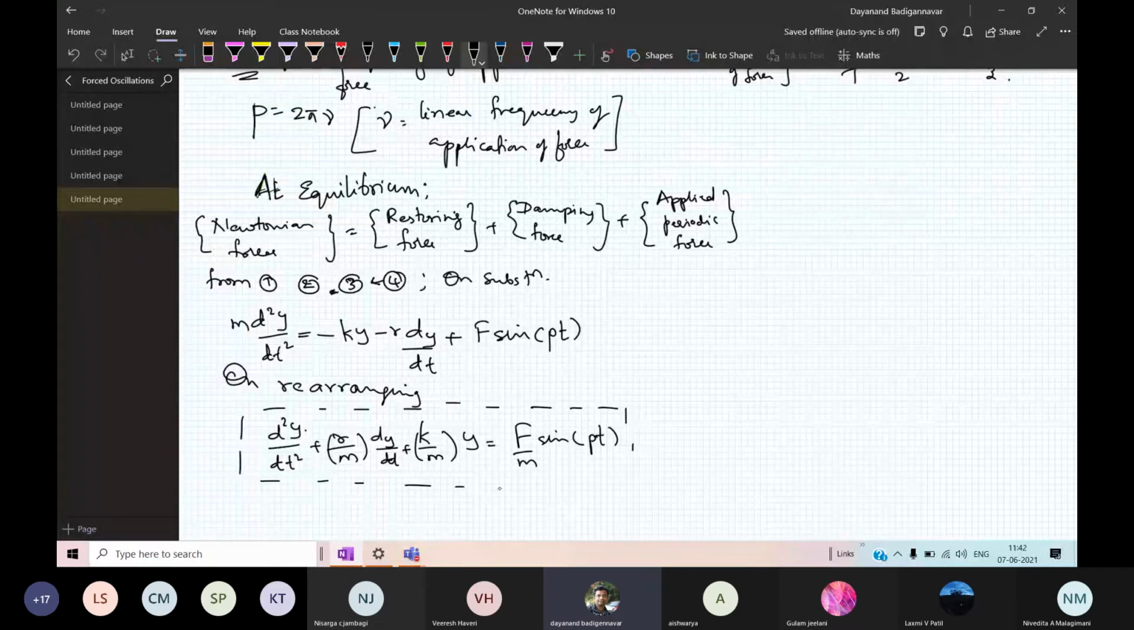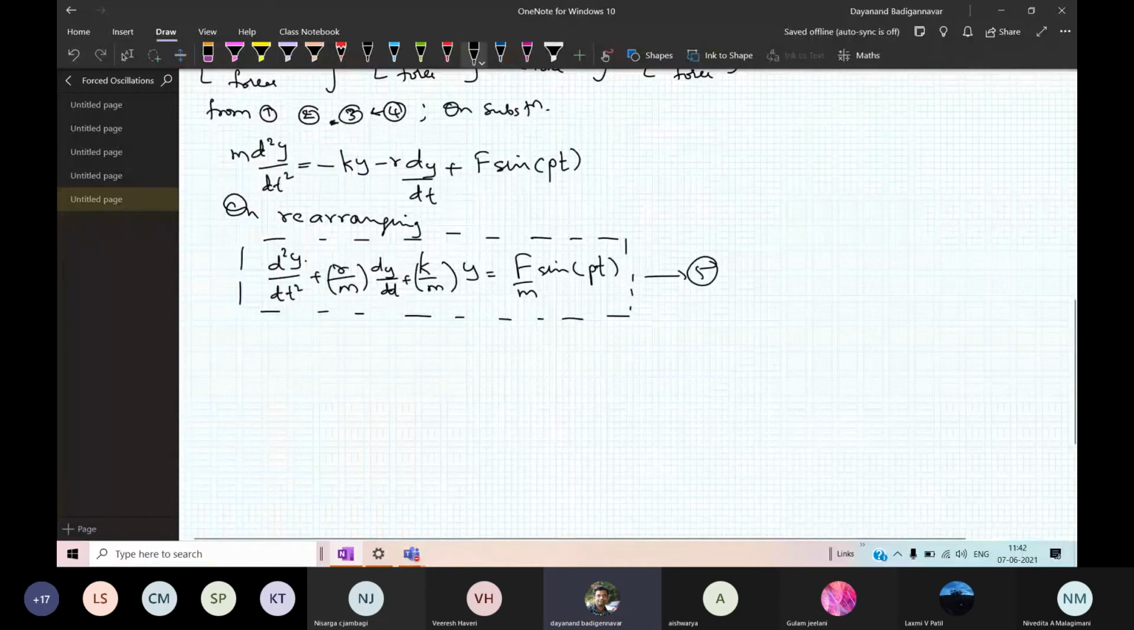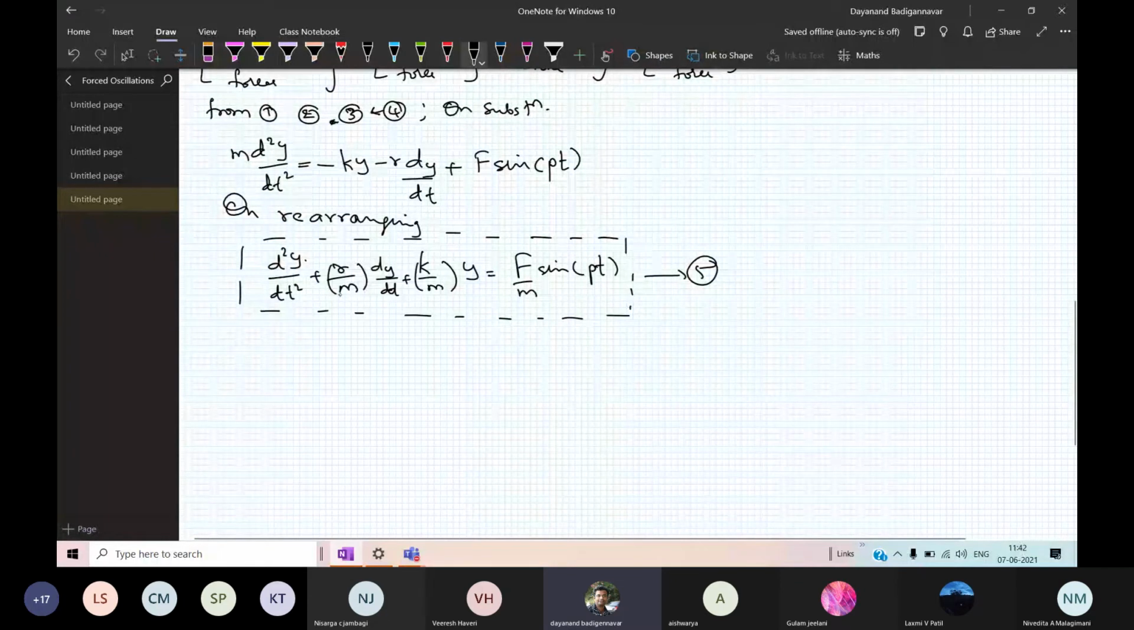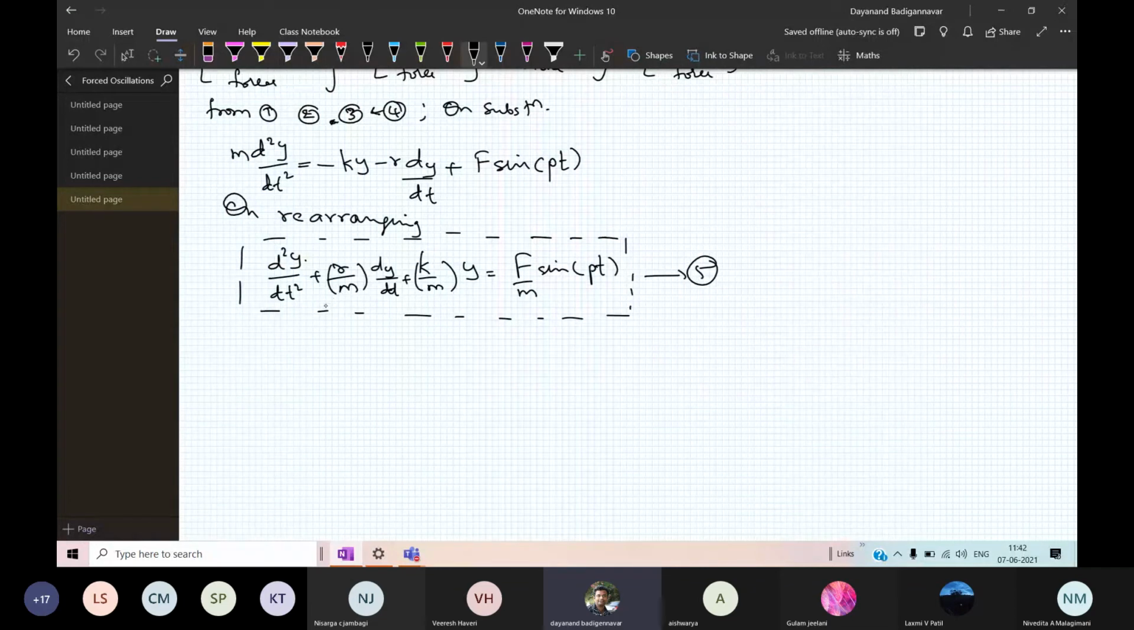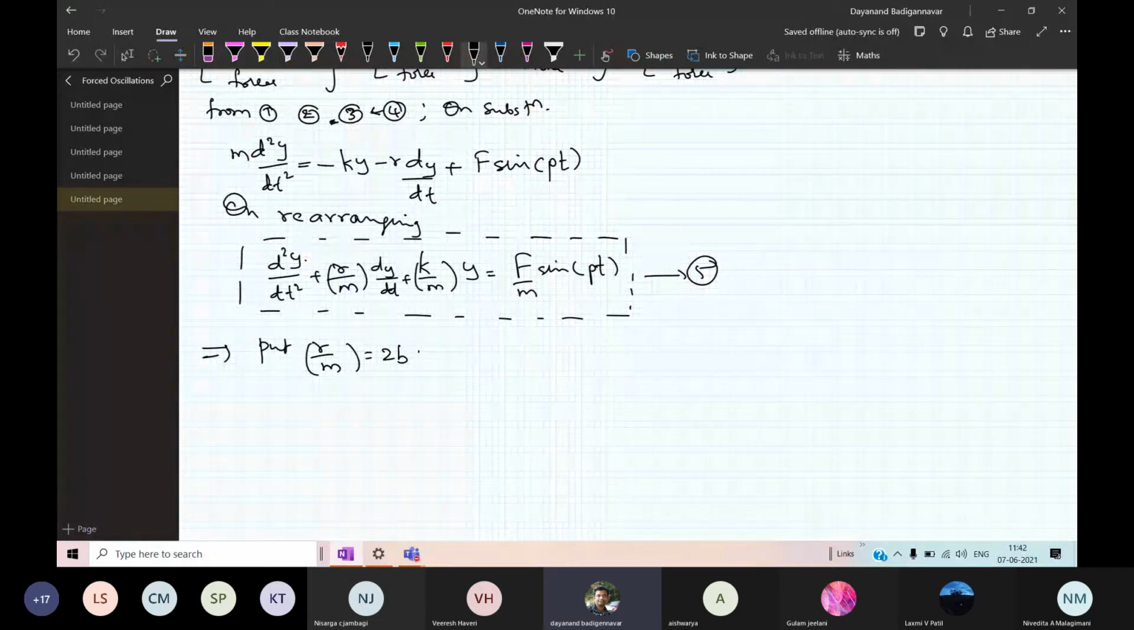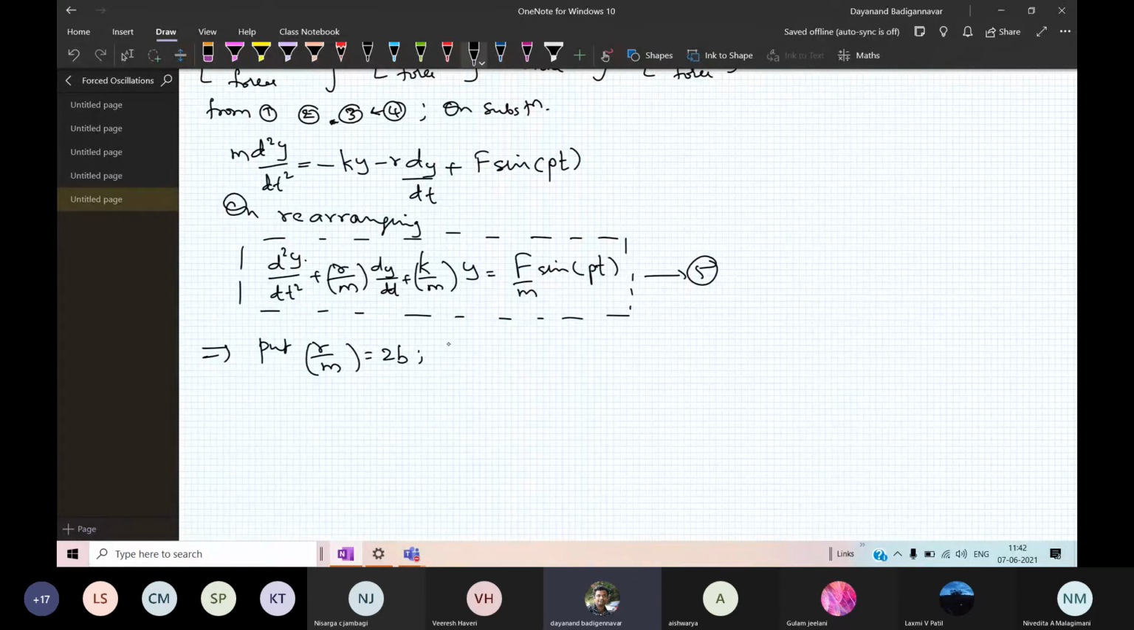I have taken this as equation number 5. Look at it, there is a lot of similarity to what we have done. Here again you have to do the substitution. This is the equation for SHM, but it is not as simple as we want. We can still simplify it. Now put r by m equal to 2b, then k by m. What is b? Already we have done it. b is the damping coefficient.